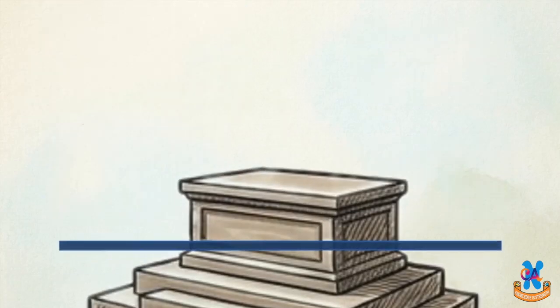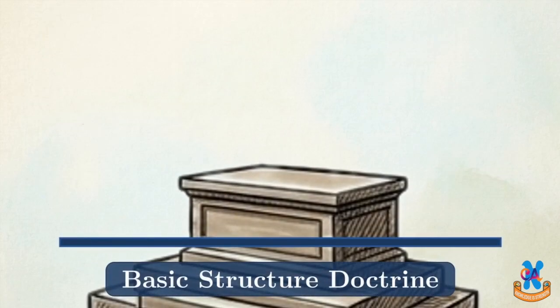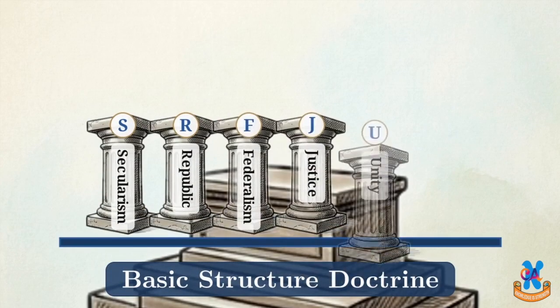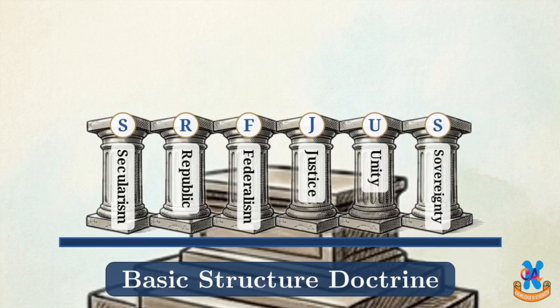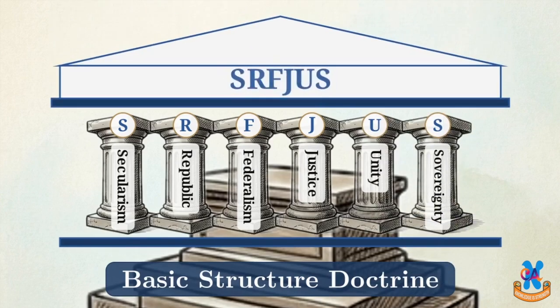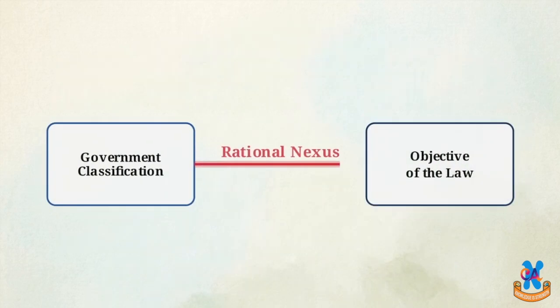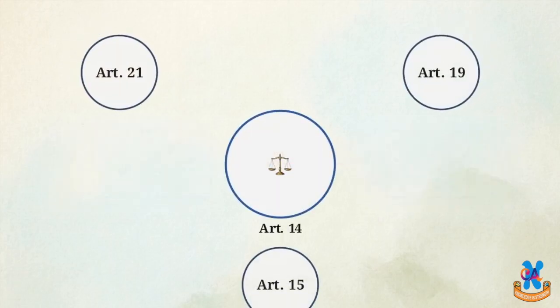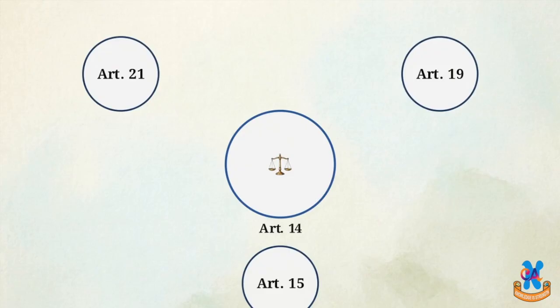For descriptive answers, structure your arguments around the basic structure doctrine. Use the SRFJUS acronym: Secularism, Republic, Federalism, Justice, Unity, and Sovereignty, to cover the core pillars the government cannot amend. Success in competitive exams relies on proving the rational nexus, the logical link between a government's classification and the actual objective of the law. Achieving high marks requires you to look past the surface of the articles and demonstrate the internal logic that holds them together.